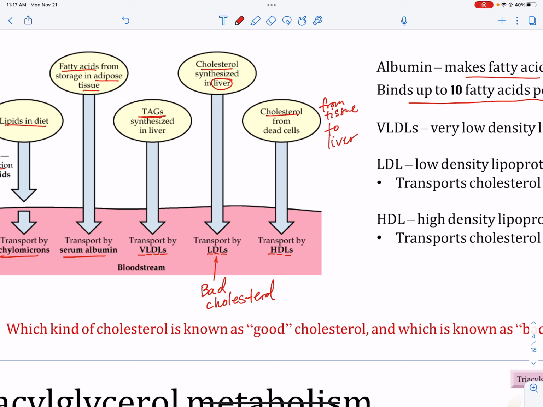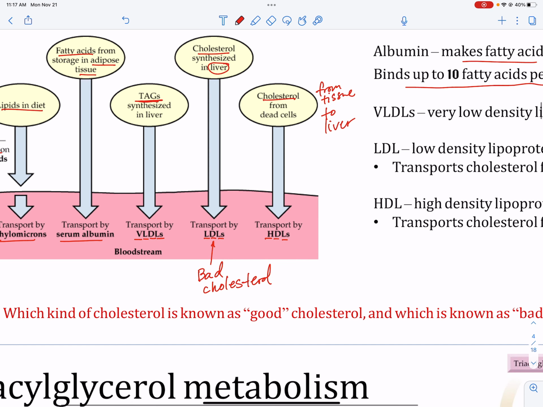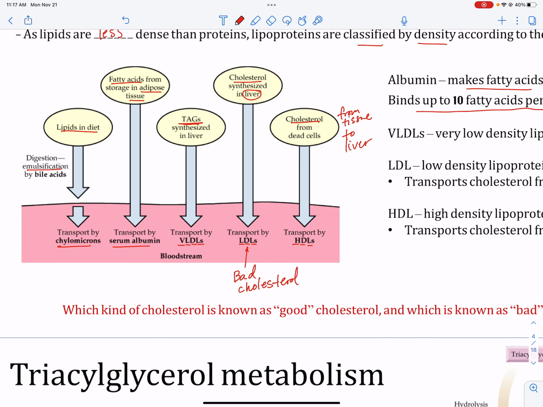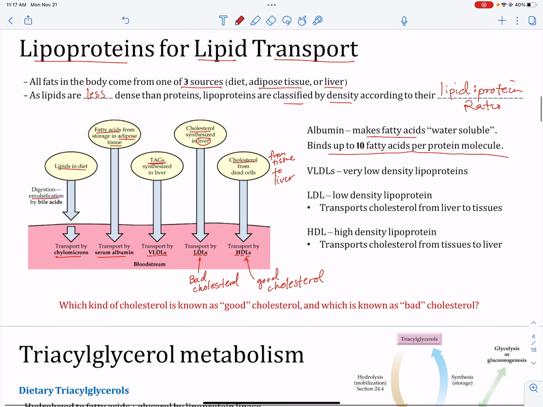And this is good because it's pulling it out of our arteries, it's pulling it out of our tissue and taking it to the liver. So this is why, let me make a note of that. This is why this is called your good cholesterol. All right, so that kind of answers the question down here.